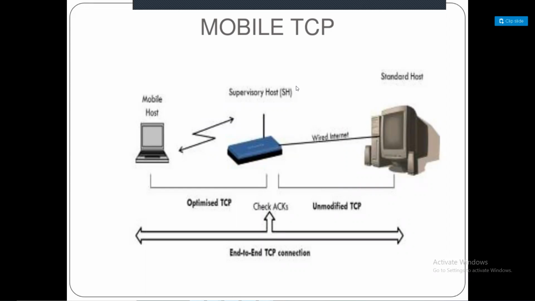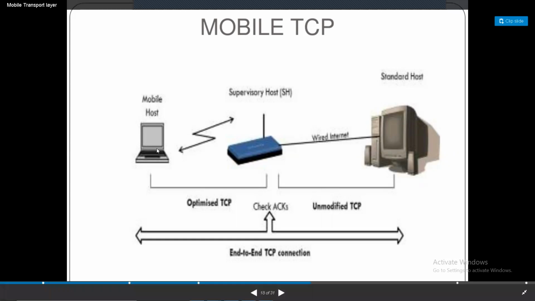In today's class we are going to start with M-TCP, also called mobile TCP. This is very similar to the previous ones. See the diagram here. In mobile TCP we have three parts. First is the mobile host. Second is the supervisory host, SH. And third is the standard host, or fixed host.